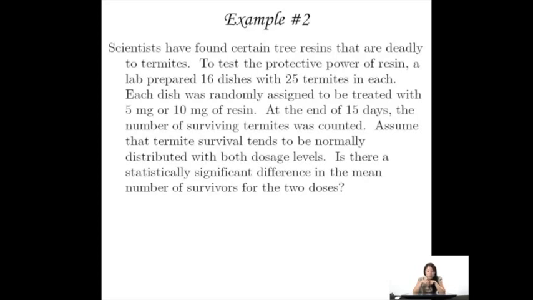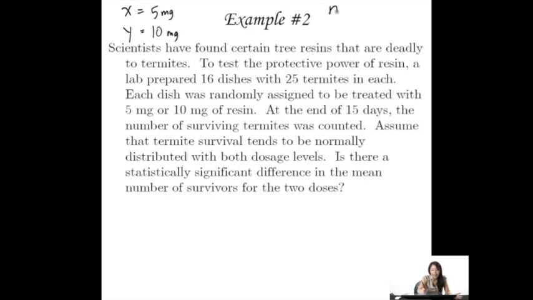Assume that termite survival tends to be normally distributed with both dosage levels. Is there a statistically significant difference in the mean number of survivals for those two doses? Now here, I think it's worth discussing what will be our X and Y. So our X might be the 5 milligram population, and our Y might be the 10 milligram population, right?